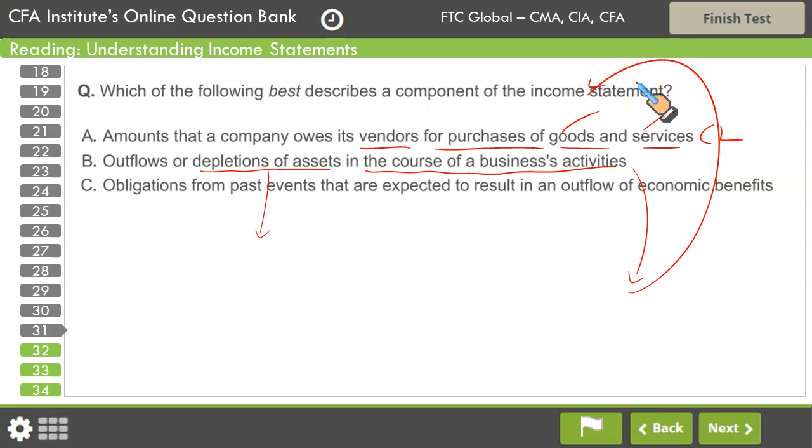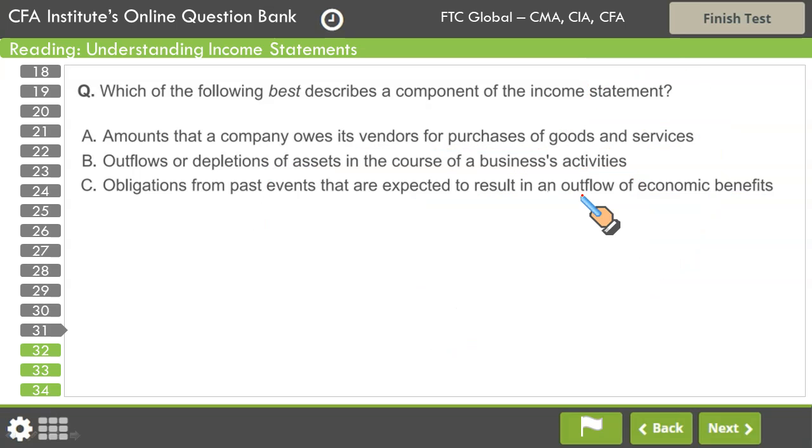Expenses and revenues. What about C? Obligations from past events that are expected to result in an outflow of economic benefit. This is the definition of a liability. Liabilities are obligations from past events that are expected to result in an outflow of economic benefit. So A and C refer to liabilities, B refers to expenses, and this is what is part of the income statement. B is the right answer.